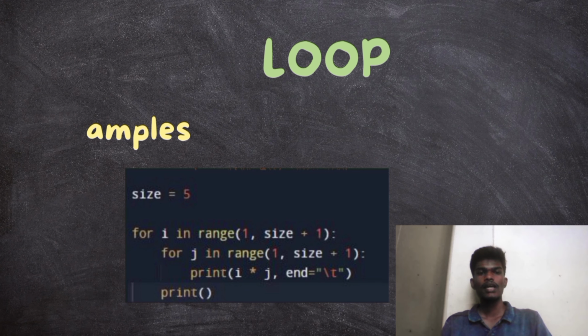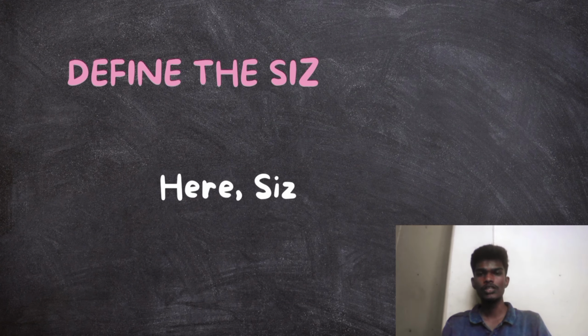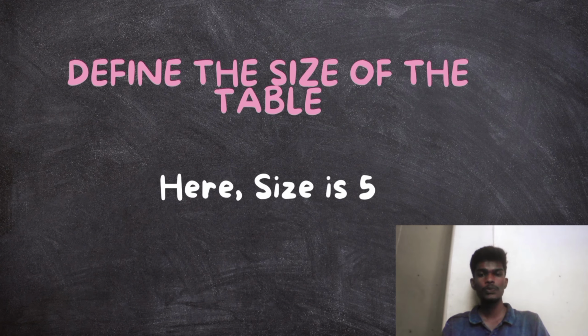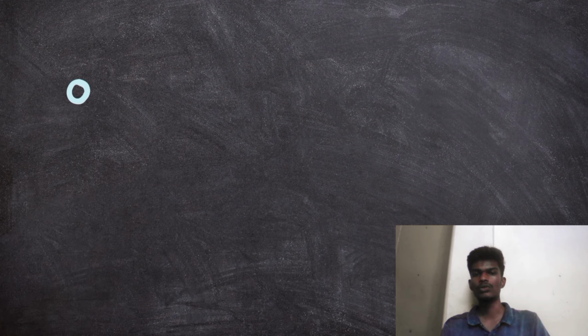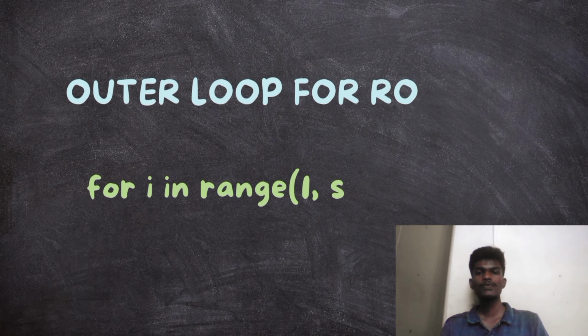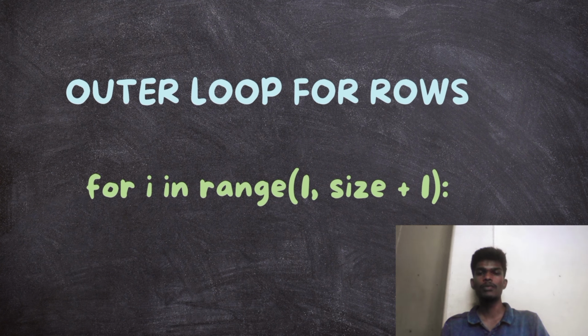This line sets the size of the multiplication table. Here, size is equal to 5, which means we want a 5 by 5 table. You can also change this number to adjust the table size. Next, we have the outer loop, which is responsible for iterating over each row of the table. The loop variable i takes values from 1 to 5, which represents each row in our table.